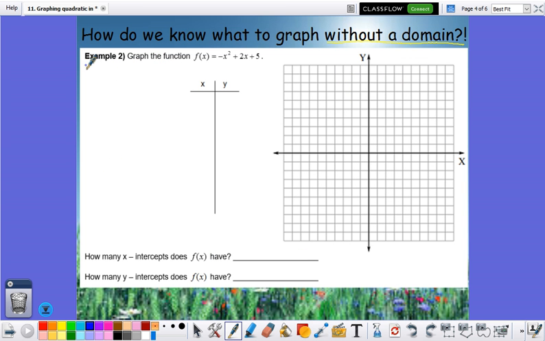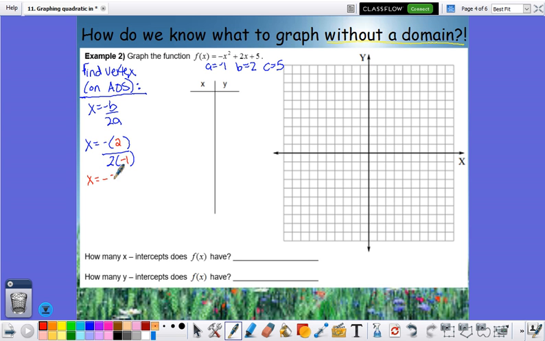To find the vertex, I need the axis of symmetry. So let's write find vertex. It's on the axis of symmetry. So to do this, let's start out with our axis of symmetry formula. So if a is -1, b is 2, and c is 5, x is equal to the opposite of b over 2 times a. X equals -2 over -2. So our axis of symmetry is at x = +1.